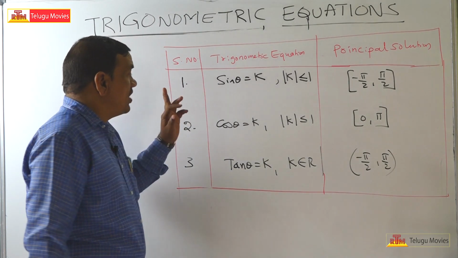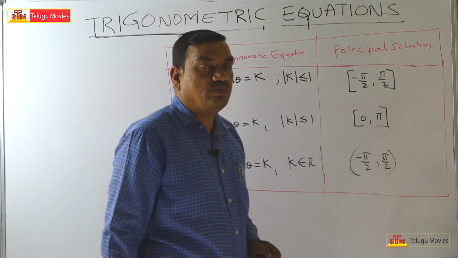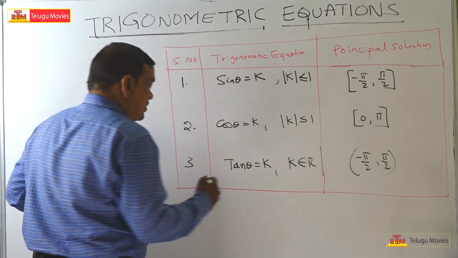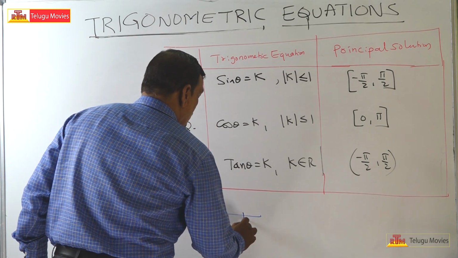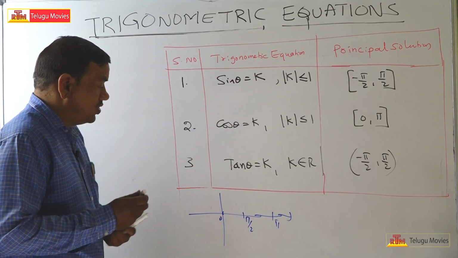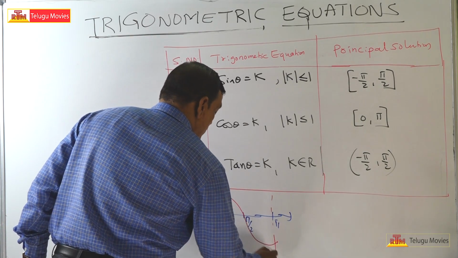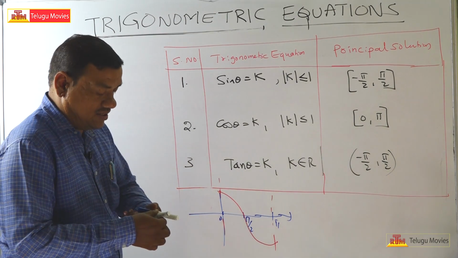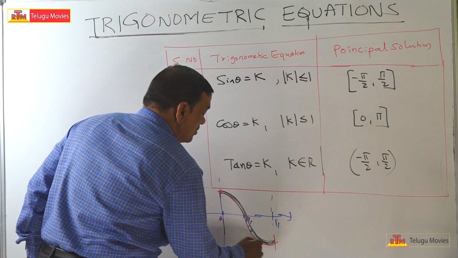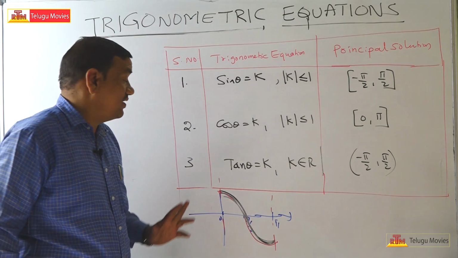For cos theta, the principal solution lies between 0 to pi. See the cos function graph. If you observe the cos graph, it will be like this. This is 0, this is pi by 2 and this is pi. Cos 0 is 1, cos pi by 2 is 0, and cos pi is minus 1. In this interval, this is the graph. Understand this? It is a bijection from 0 to pi.